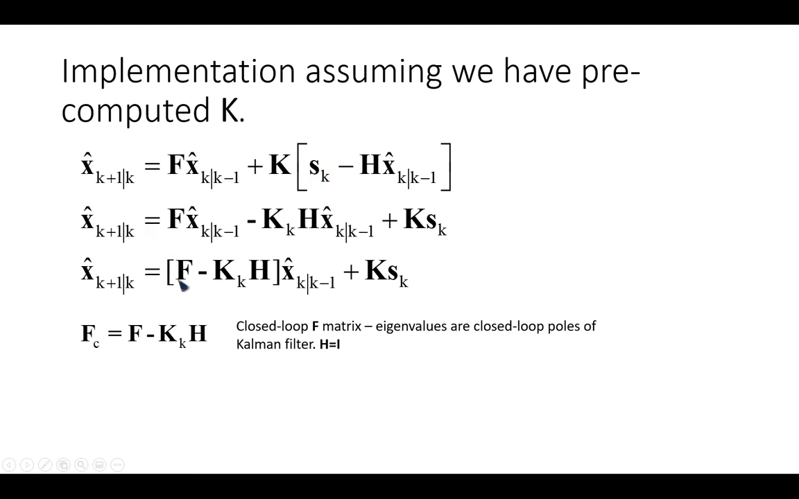What I do is I collect the terms in x hat k given k minus 1, that's the one-step predictor, together, and then I get a simpler form x hat k plus 1 given k, and then this bit here is the closed loop matrix of the Kalman filter. Again, I shouldn't have the k there, but it's there anyway. The eigenvalues of this should be within the unit circle, but it's usually stable, so we don't have to worry about that either.